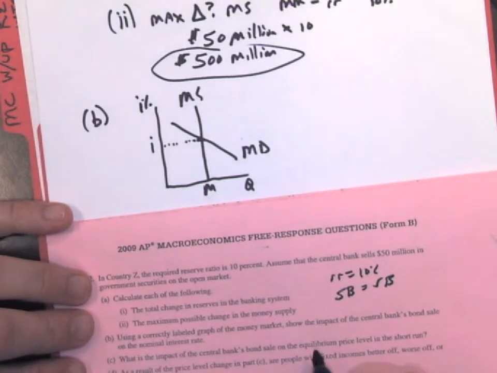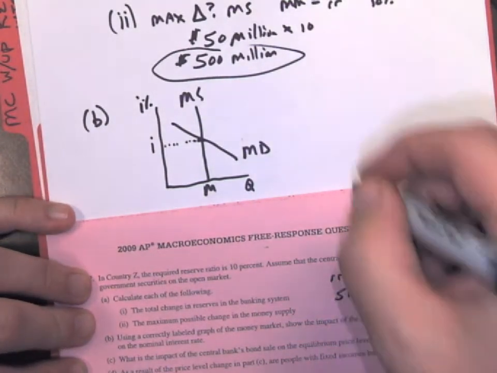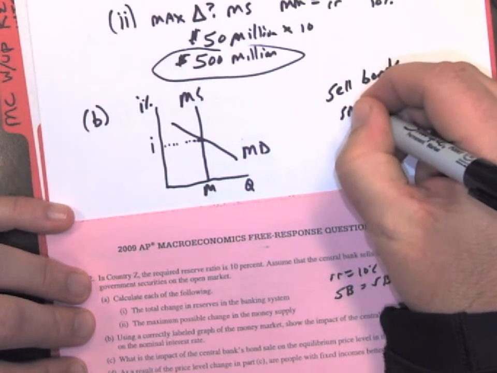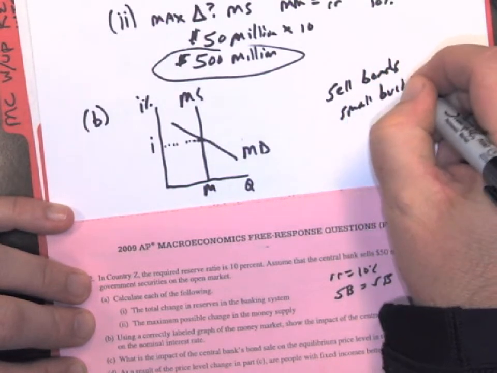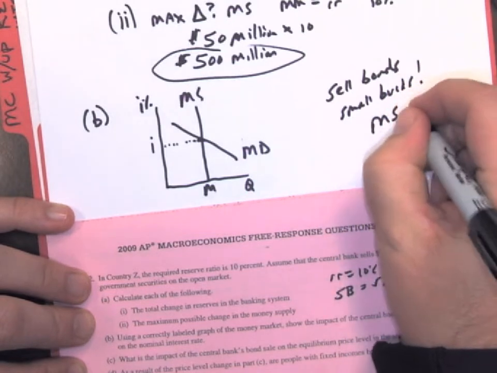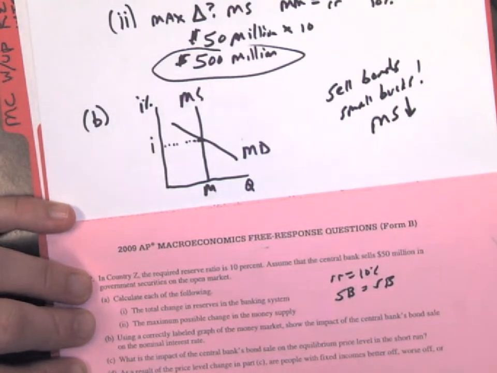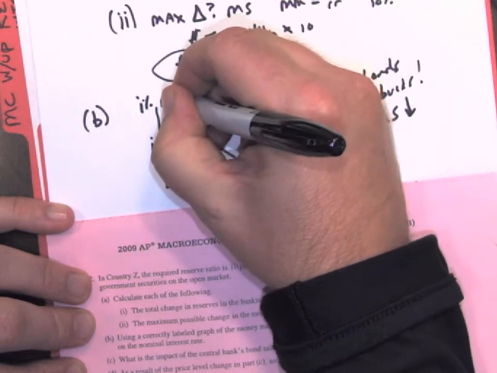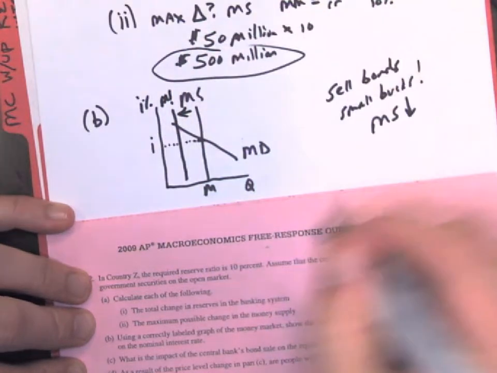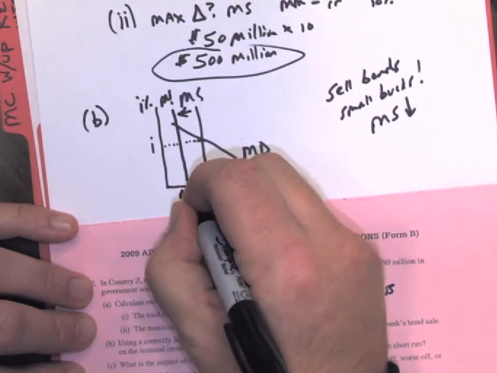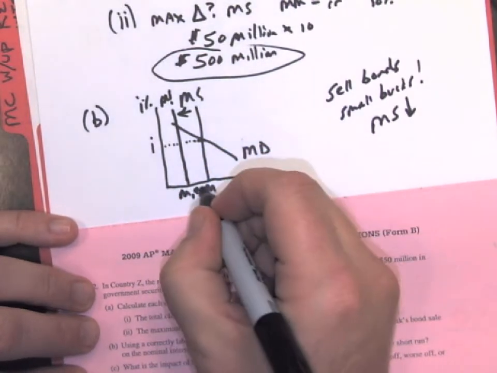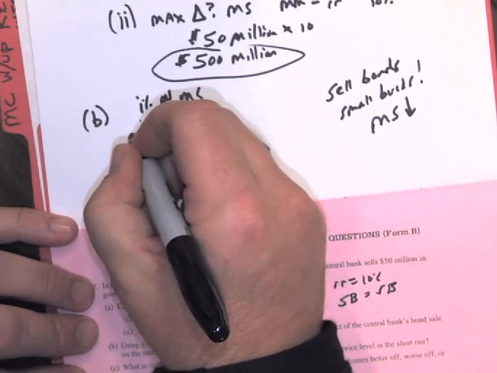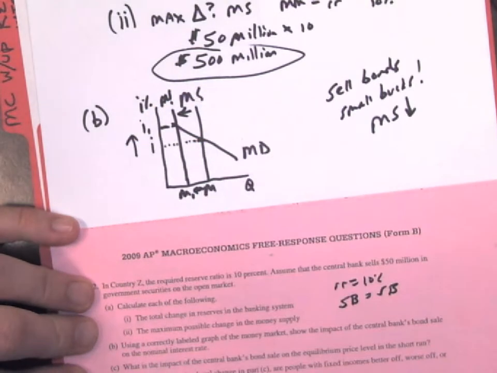Now what's going to happen is, remember, it's sell bonds, make small bucks. So that means the money supply is getting smaller and decreasing. So I'm going to shift it to the left. Sorry, not much room because I'm using a Sharpie so you can see it better. So the quantity of money that's available is going to actually change the nominal interest rate. So that's an I1.